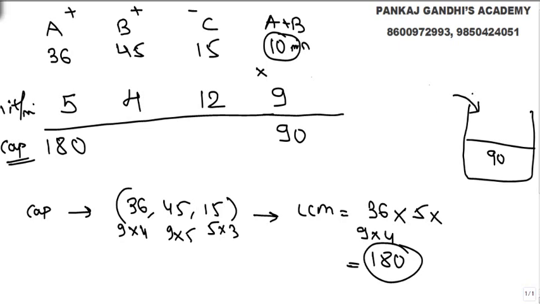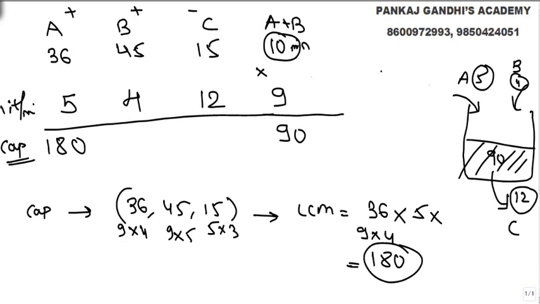What is given is, now A continues at 5 liters per minute, B continues at 4 liters per minute, and C starts emptying 12 liters per minute. A fills 5, B fills 4. So now all the three have started. Already the tank is half filled.